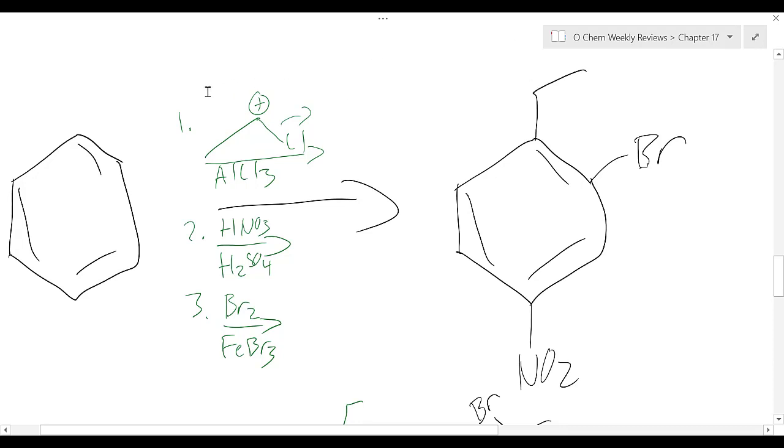The reason we do this step first is because we want to have NO2 directly para to our ethyl group. Which brings us to our next reagent, HNO3, H2SO4. Now that the para is occupied, this is still in charge because this is our activating group, and this is our deactivating group. Br2 is going to come in and attach right here because it's the ortho position that's still available for this ring to attack.